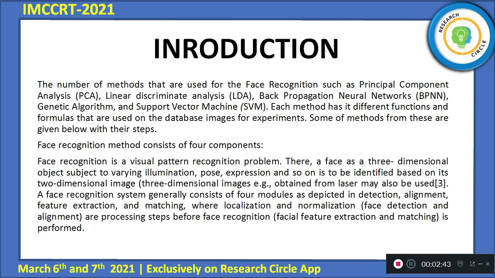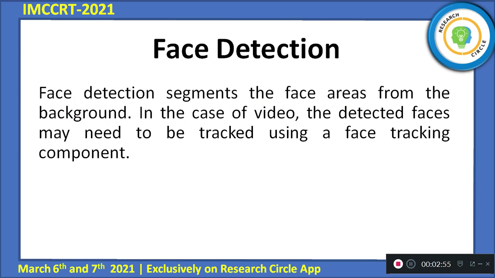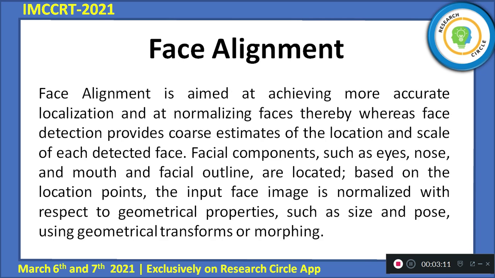Localization and normalization: face detection and alignment are processing steps before face recognition is performed. Face detection. Face detection segments the face areas from the background. In the case of video, the detected face may need to be tracked using a face tracking component.